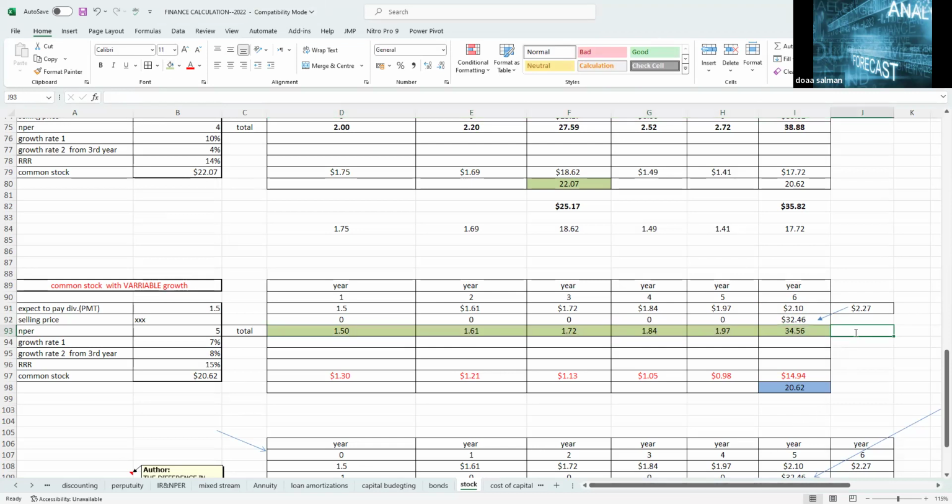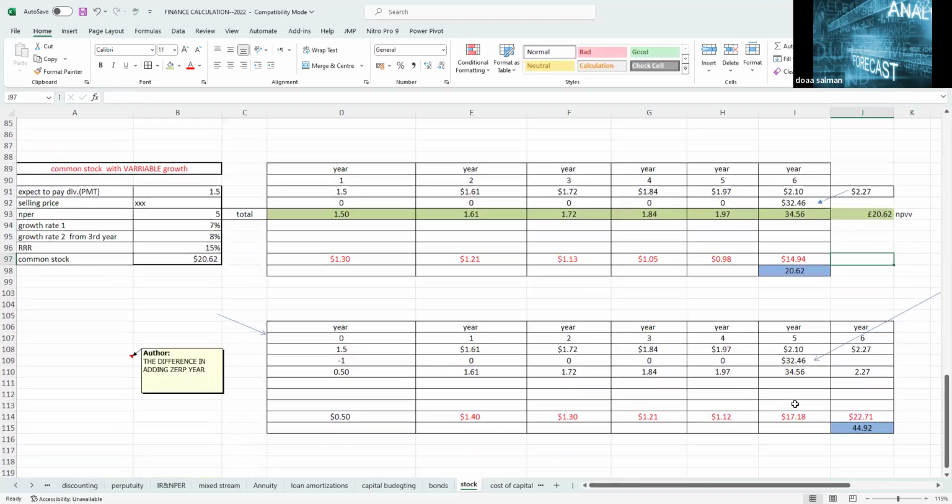Then I can find it very easily by doing equal NPV, and the discount rate is 15. And then I'm going to select all the stream values that I'm going to have. Then it will give me 20.62. So this is another way, instead of doing it step by step. It's just one click, using the NPV.